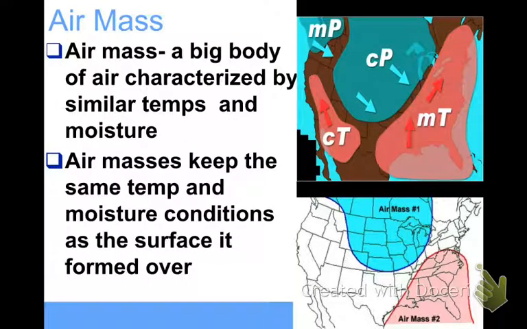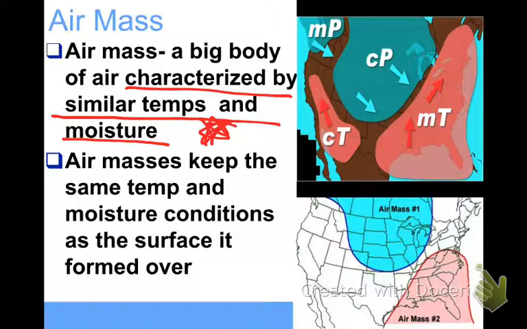Before we can do that, you need to know about fronts and air masses, and that's what this section of notes will be about. So an air mass is a large body of air that has similar temperatures and moisture content. So the fact that it has a similar temperature and moisture is a very big deal. So make sure you know that, put a big star next to it. An air mass is characterized by similar temperature and moisture content. Very, very, very important to know.